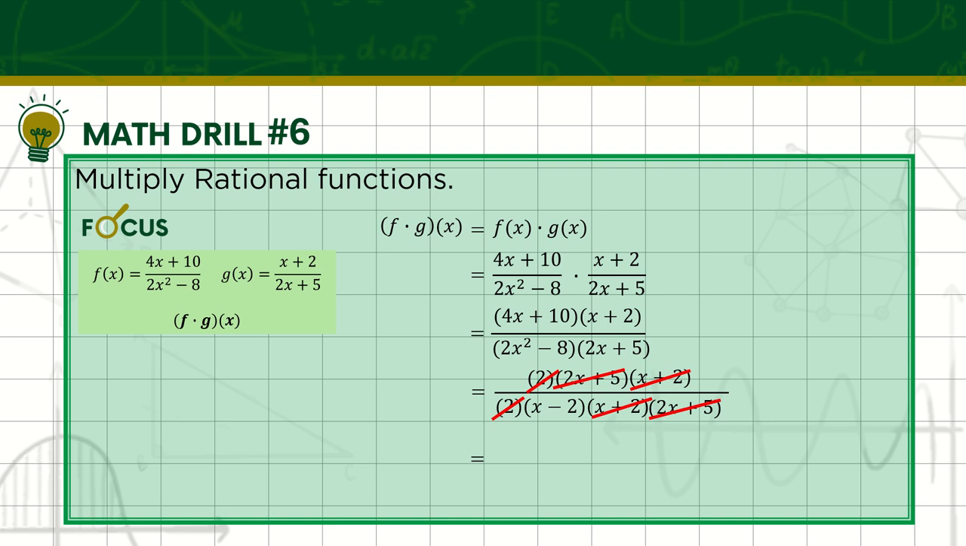And so the final answer will be, for the numerator, we have 1 left, and for the denominator, we have x − 2. So the final answer will be 1/(x − 2).